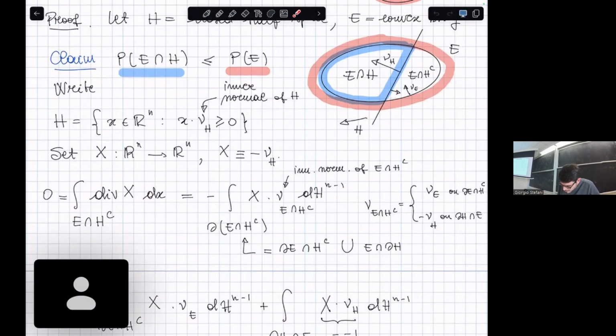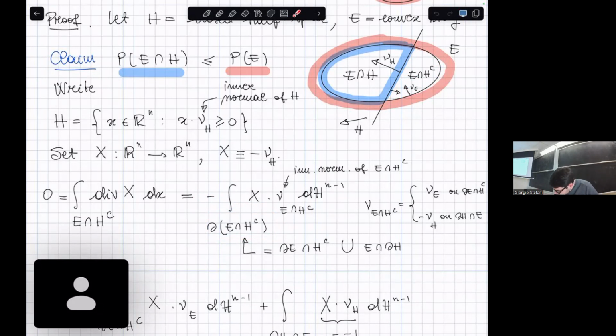So the divergence theorem tells you that you have to integrate your vector field, up to a sign. I'm choosing the inner unit normal here, on the boundary of this left part of the potato, a right part of the potato. The boundary of what is here is made of two things. One is the part of the boundary of E intersected with the complement of the half space, and the part of the boundary of the half space which is inside the potato, inside E.